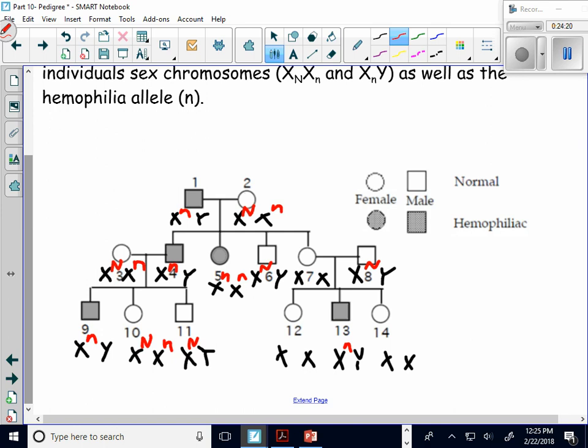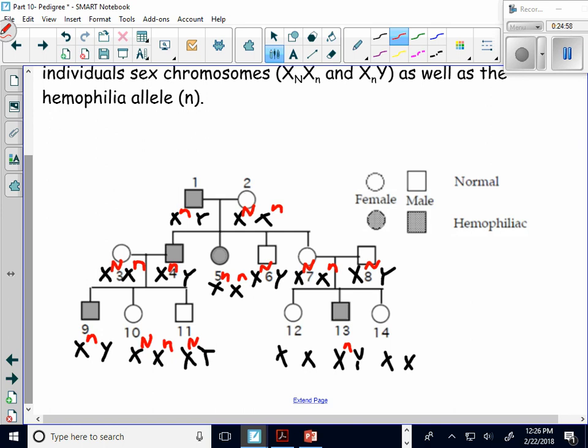So we got 2. What about 7? What about 7? We know what? We know that the front X is a big N because it's not a hemophiliac. What else? What else, Maddie? A little n. How do you know a little n? The dad can't give anything but X little n to his daughter, right? Okay.